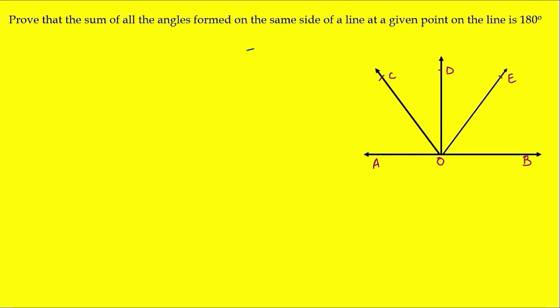The second question is: prove that the sum of all the angles formed on the same side of a line at a given point on the line is 180 degrees.